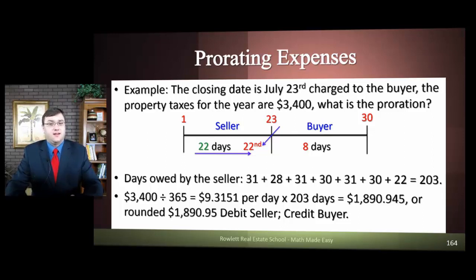Gives you $1,890, and here you have 0.945. Here you can either round it up to the next penny or drop all the change and round it up or down to the next dollar. It just depends on whatever your answer choices are. But here we're going to just say the 5 makes the 4 a 5 and cut it off at 95 cents. Credit the seller, debit the buyer.